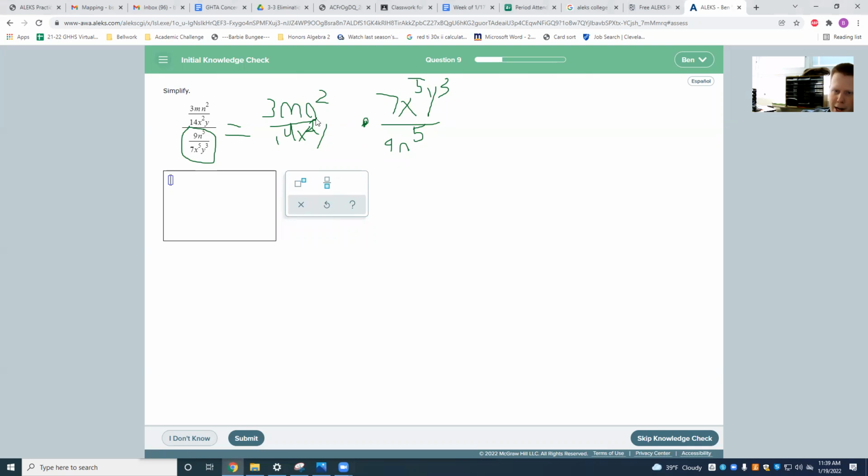Like we want to multiply the top and we got to do some division. So I'm just going to multiply these out. There might be some shortcuts if you want to cancel some stuff out and then do this. But if you multiply at the top, you'd have 21 mn squared x to the 5th, y to the 3rd. There's really nothing you can do with those to start. And then on the bottom, I'm going to multiply it out too. So 14 times 9, that'd be 90 plus 36. That would be 136 x squared y n to the 5th.